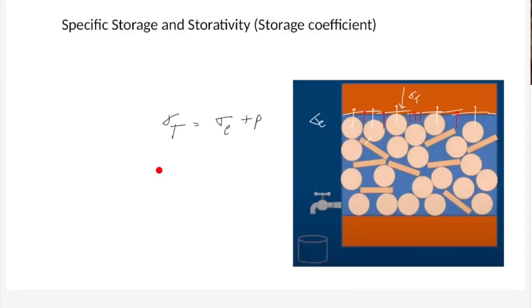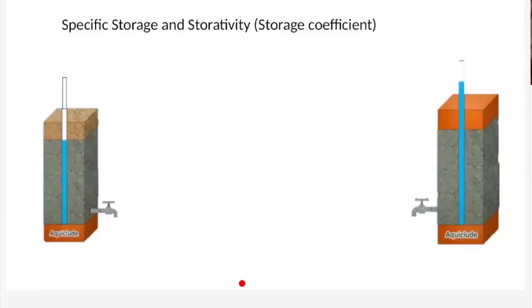Okay. Now we know there are two types of aquifers, right? We know there is a confined aquifer and there is an unconfined aquifer. Let's first talk about an unconfined aquifer, which is this one, right? This is an unconfined aquifer and this is a confined aquifer. But let's understand this one first. Okay, unconfined. Now, first we'll talk about specific storage.